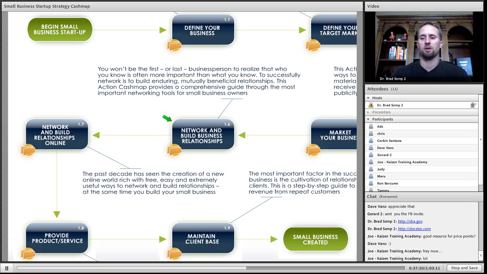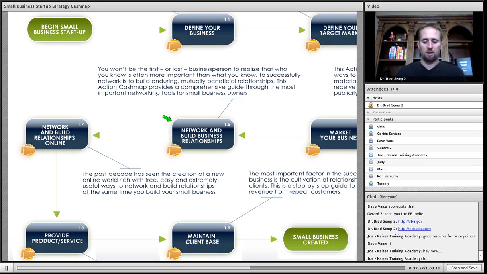Other professional organizations. For me, I'm a member of INCOSE, the International Council on Systems Engineering. Professional engineering societies. If you're in the engineering stuff with Joe Kaizen Training Academy, the ASQ, the Society of Quality Engineers, SQEs, those types of things. Become a member of those particular professional organizations. Those are absolutely great ways to network with people.